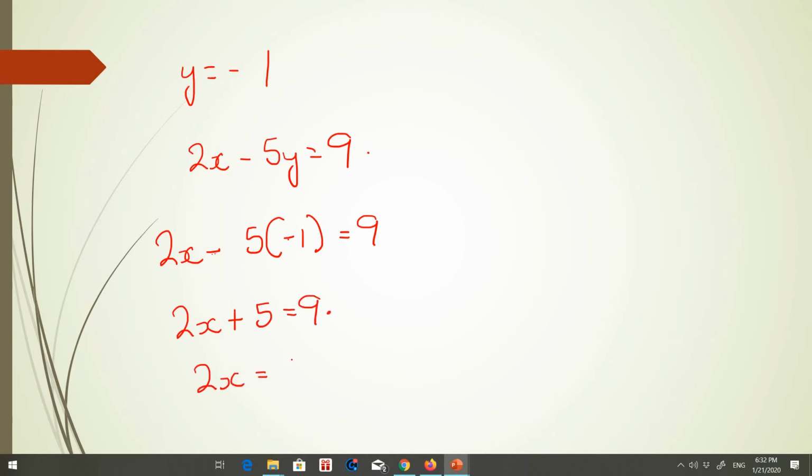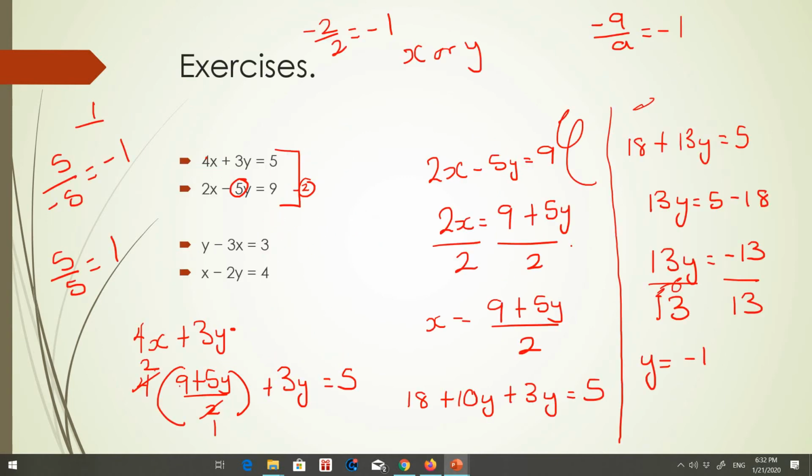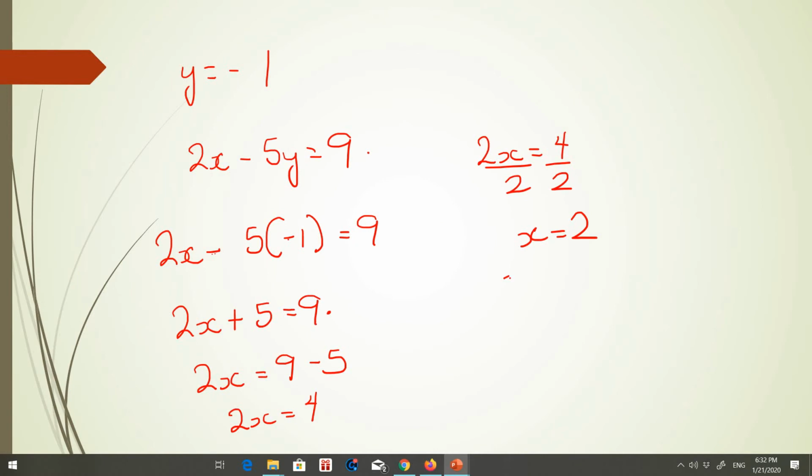2x equals 9. 5 goes to the other side, minus 5. 2x is 9 minus 5, which is 4. Then divide both sides by 2. And we have x is just 2. So you can see we had something that was a bit confusing at the beginning, 9 plus 5y over 2. But now our values are quite simple. X is 2 and y is minus 1.